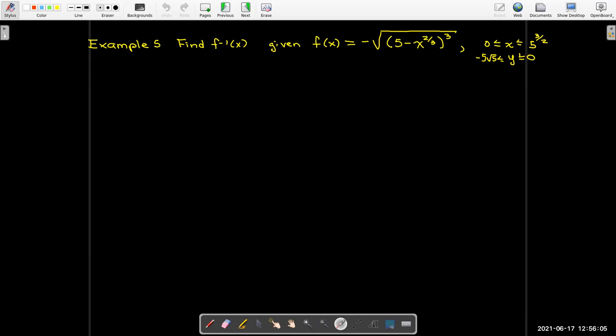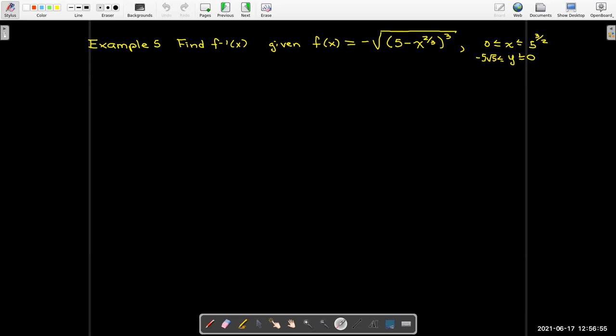When x is bigger than 5, if I took something and subtracted something bigger than 5, then I would get a negative number here. So I can't have a negative number. And so I am going to put the restriction that x should be between 0 and 5 raised to the power of 3/2. Because if I take 5 raised to the power of 3/2 and I raise that to the 2/3 power, I'll get 5. So anything bigger than that would give me a negative number, and that would not be a real number after I take the radical of it.